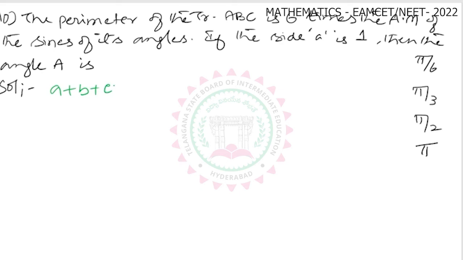Nothing but your perimeter, which is equal to 6 times the arithmetic mean of the sines of the angles. What are sines of the angles? Sin A plus sin B plus sin C. Right? By arithmetic mean these are the 3 values. Therefore, divided by 3. Is it clear? So, if you understand this step, then your answer is easy. You can solve the question very easily. So, read the sentence properly and write the first step clearly.